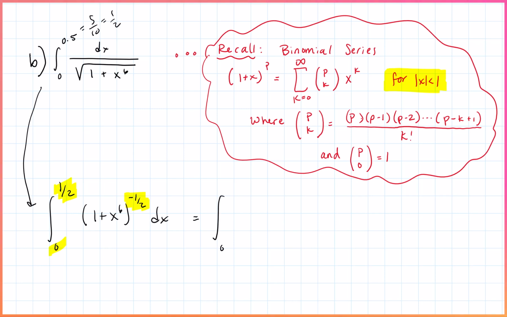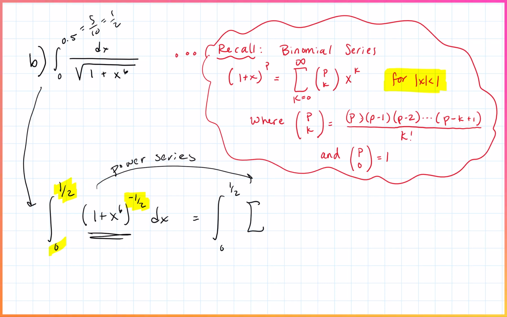This is the integral from 0 to 1/2. So we're going to take this and represent it as a power series. Then we're going to integrate it, plug in the values, and estimate it to within 1 over 10 to the fourth. Same instructions as the previous example.